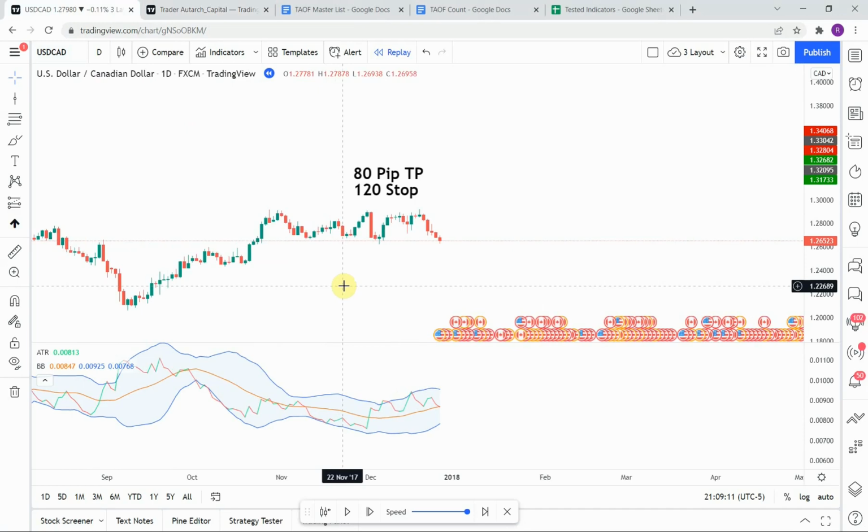Today we will be testing the ATR uptick downtick indicator.